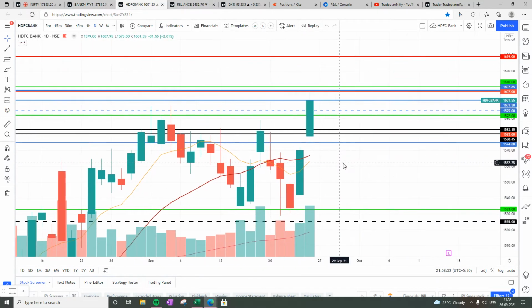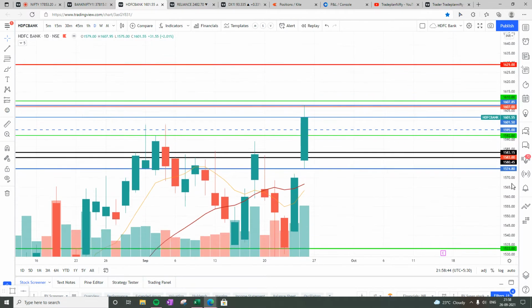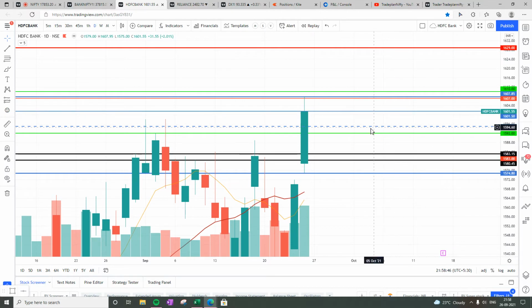HDFC Bank has broken a very strong resistance of 1580 last week, and now it is above 8 and above 20 on the daily chart, so definitely an uptrend. And HDFC Bank will now have a very good support at the 1580 zone, which is a combination of black, blue as well as a weekly L4. So 1580 will definitely act as a very good support for HDFC Bank.